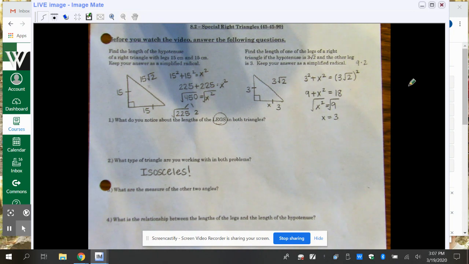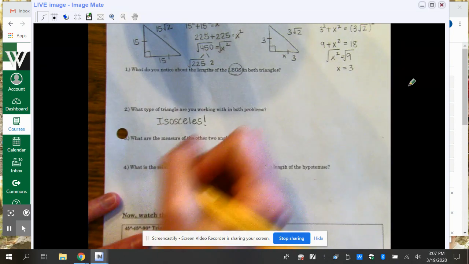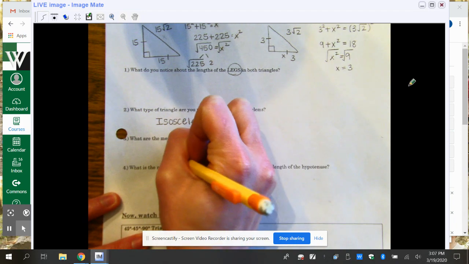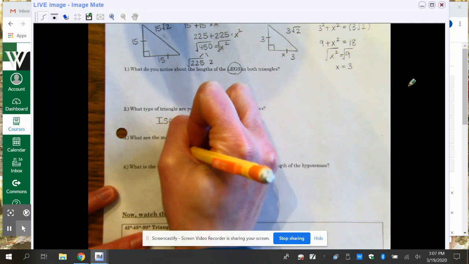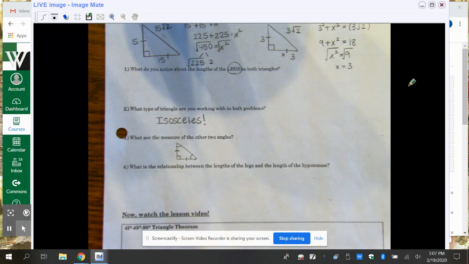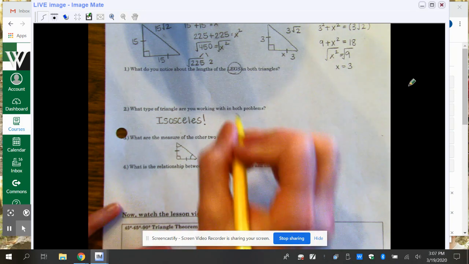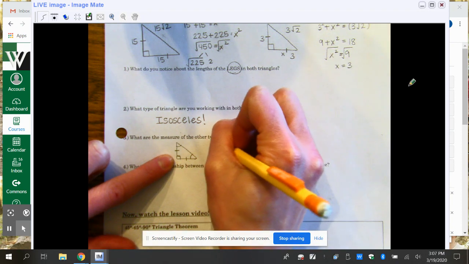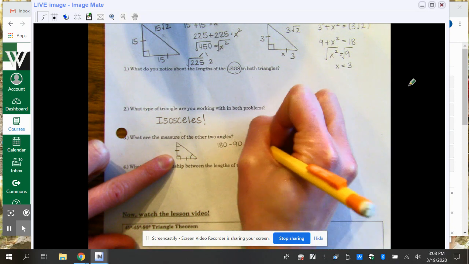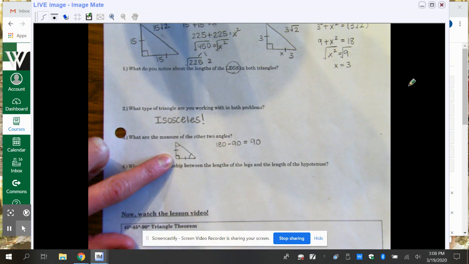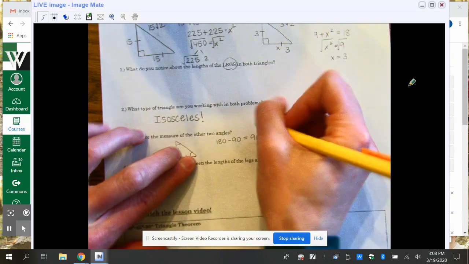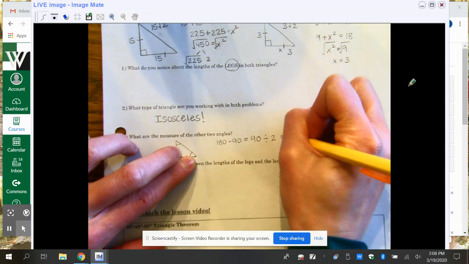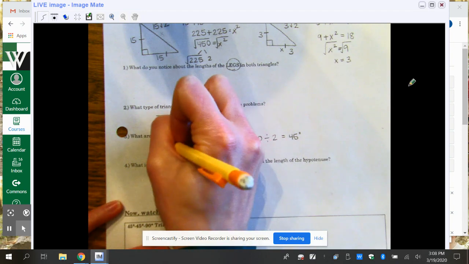So when we think back about what that means about the measures, if we are working with two isosceles triangles, we have to remember that the base angles are congruent in an isosceles triangle. Okay, so if we know that this is a right triangle, that means that 90 degrees is already spoken for. So if we've got 90 degrees left to split between the two, that means each angle has to be 45 degrees.